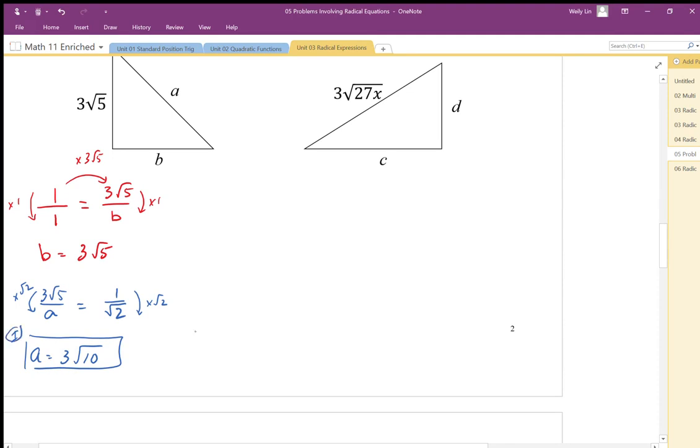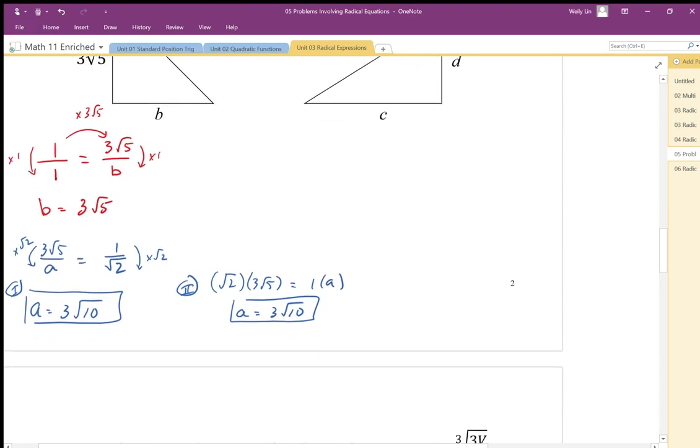Some of you may have chosen to solve this algebraically. To solve for a algebraically, you need to multiply both sides by a and multiply both sides by root 2. So we end up with root 2 times 3 root 5 is equal to 1 times a. So a is equal to 3 root 10. That would be an alternative method.